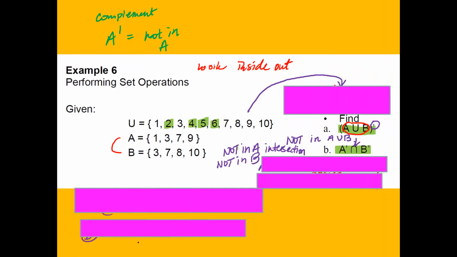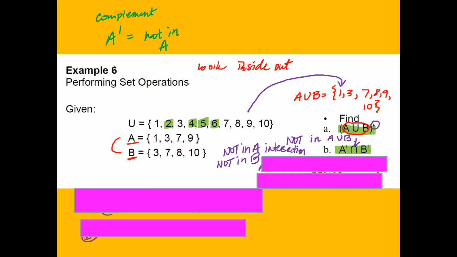Example 6, performing the set operation. Given that U equals this, A equals this, B is this. It says find A union B, but there is a not, okay? So with this one, you are going to start off with A union B. What is in between A and B? That is going to include everything. It'll be 1, 3, 7, 8, 9, 10. So this is what I have right here. I'm going to start off with this.